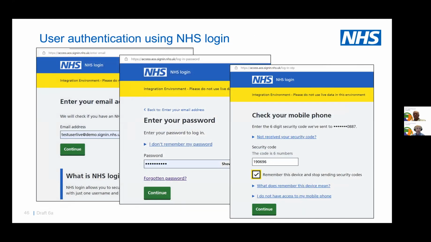So for those people in the UK, you will go through the normal process of using an NHS Login to confirm your identity. And if it's the first time you log on, you would just need to validate the particular device.